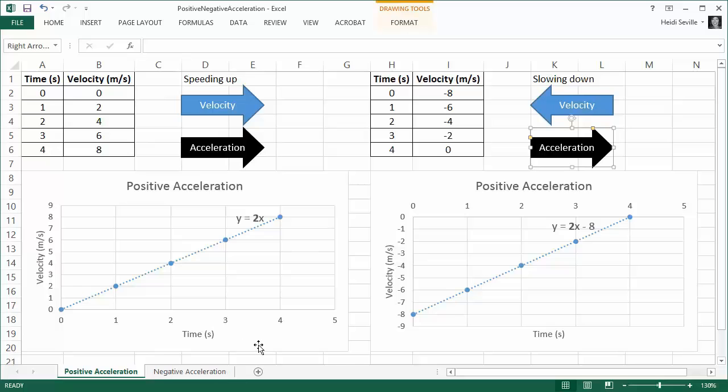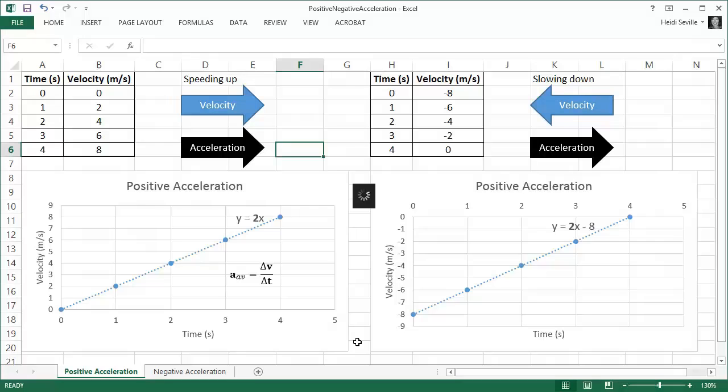What are the graphs telling us? Recall that we can use a velocity versus time graph to obtain acceleration, and it can be determined by the slope of the graph. We can see in both cases that the slope is positive. Therefore, acceleration is positive. In the first case, we can see velocity is positive, and then we've got positive acceleration. So according to our rule of thumb, we know that the object is speeding up because the acceleration is in the same direction as velocity.